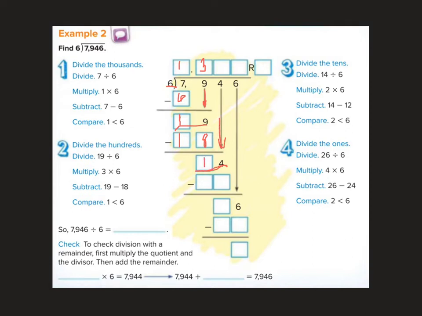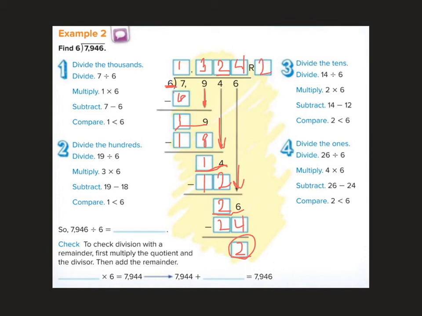Divide. 14 divided by 6, 2. Multiply. 6 times 2 is 12. Subtract. 14 minus 12 is 2. Bring it on down and bring it on back. Divide. 26 divided by 6, 4. 6 times 4 is 24. 26 minus 24 is 2. Do I have anything else I can bring down? No. So here's my remainder.